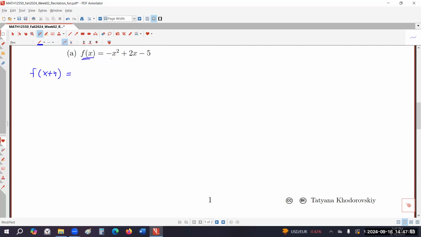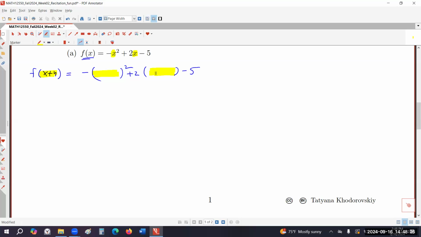Our f of x is negative x squared plus 2 times x minus 5. That was f of x. F of x plus h means where you see x, don't write x anymore. All those x, replace with x plus h. Okay? Keep your structure the same, and then you replace all the x with x plus h.